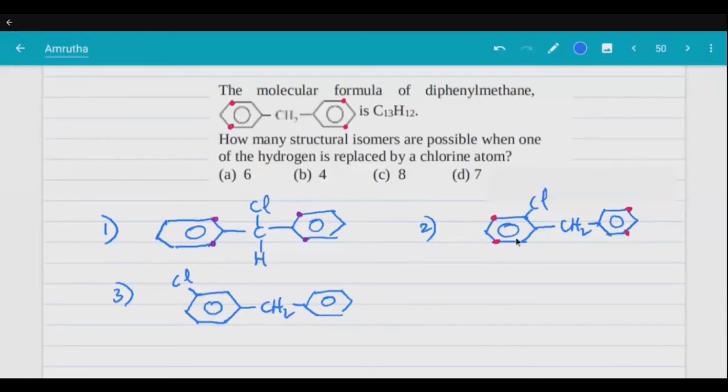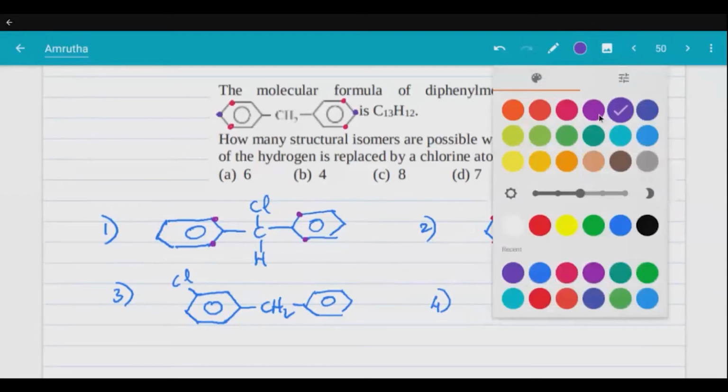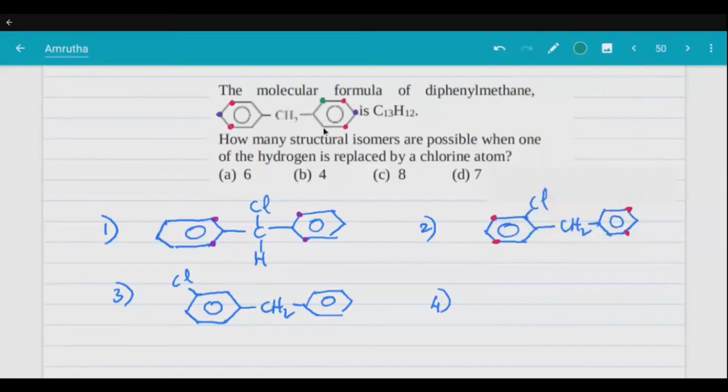Sir, why are you using only the left side ring? No, you can use the right side ring also. Just look at this. This is CH2. This is CH2. This is CH2. This is CH2. Just bring this with this color. Same color means same position. Okay.